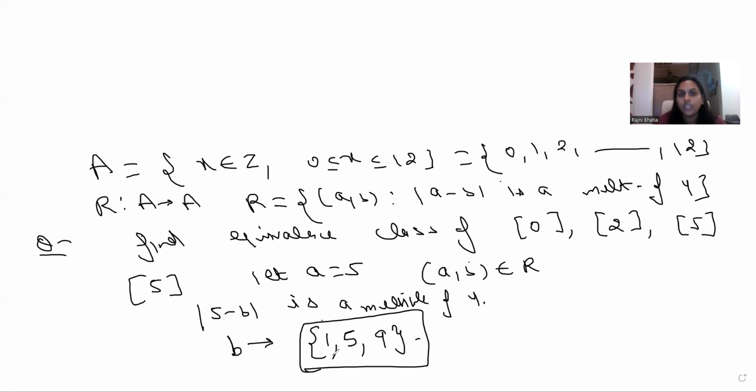So in this way, we can find out the equivalence class of any number. We just need to take A as that number, and then we need to find all the possible values of B.